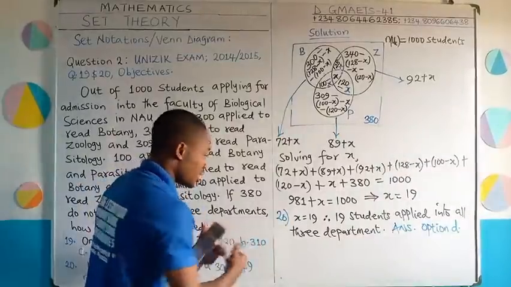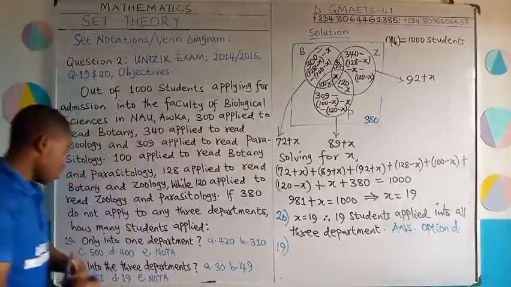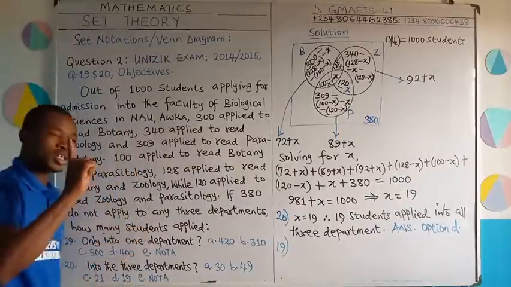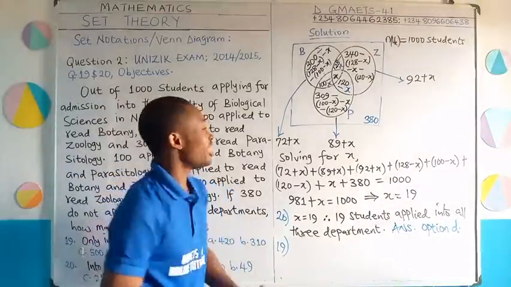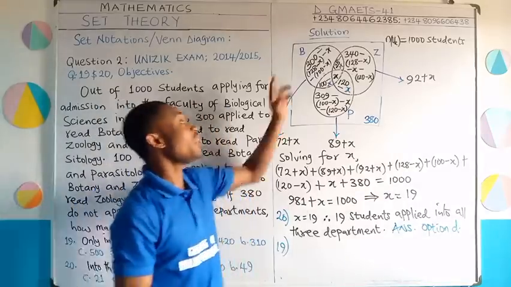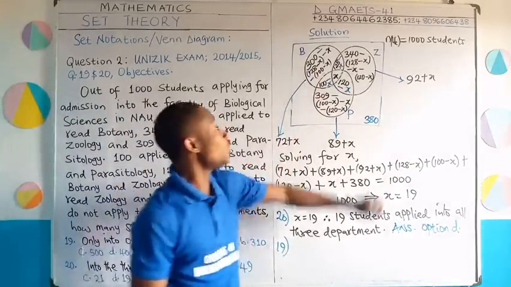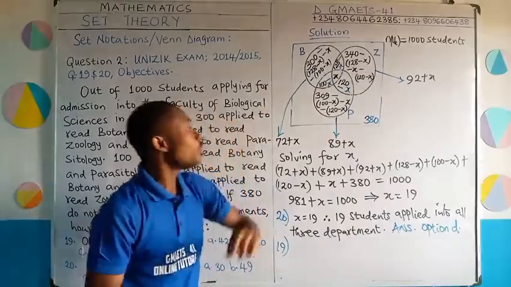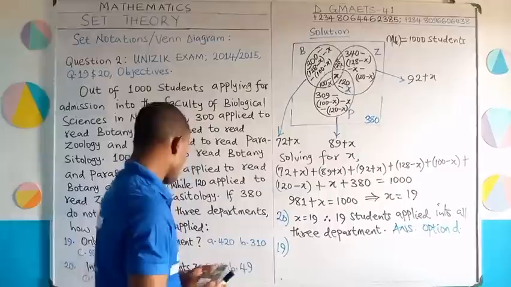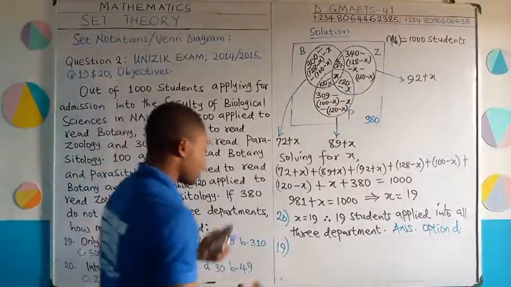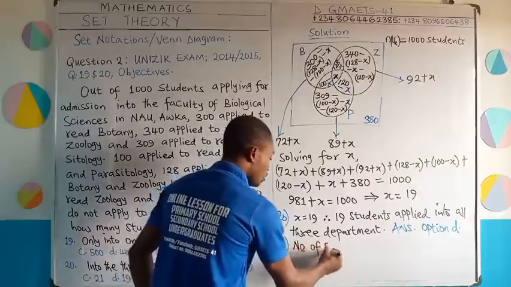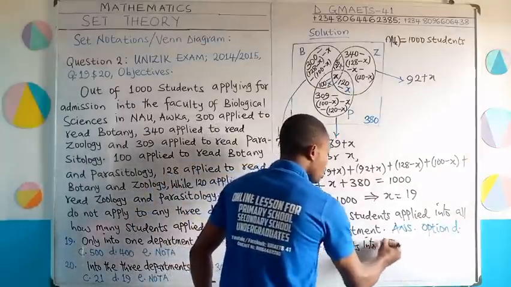Then I can answer question 19. Question 19 requires that we find the number of students that applied only into one department. Only into one department would be that the student applied only into botany, or only into zoology, or only into parasitology. That's the interpretation of that. Is that okay? So number of students that applied only into one department.